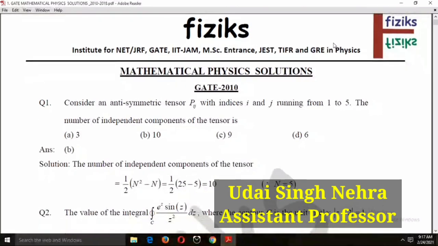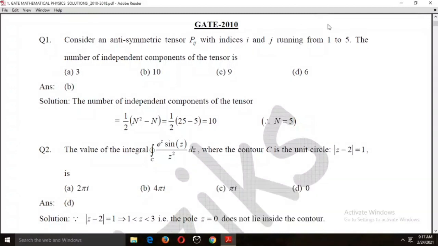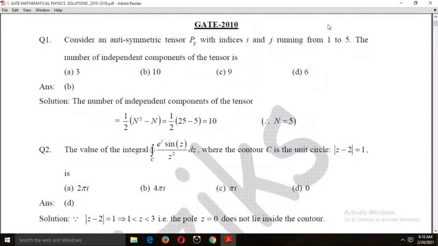First question is, consider an antisymmetric tensor Pij with indices i and j running from 1 to 5. The number of independent components of the tensor is: option A 3, B 10, C 9 and D 6.